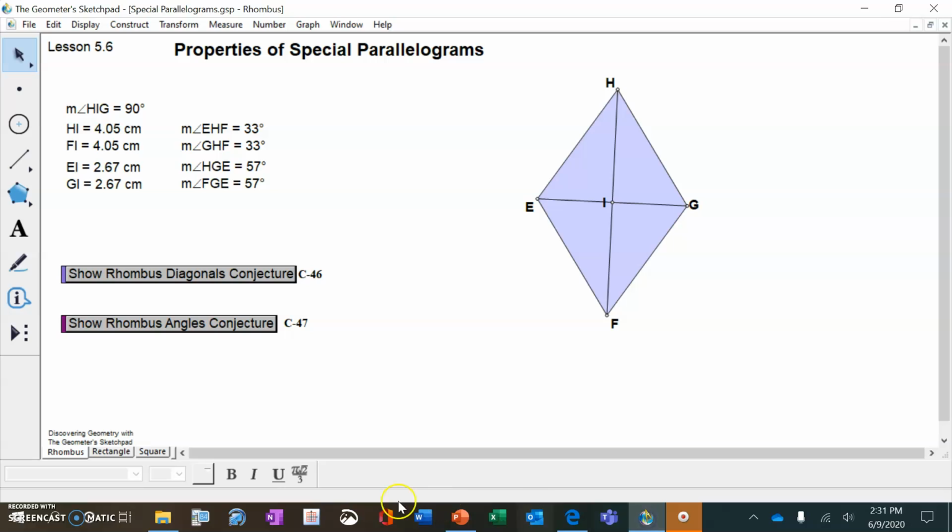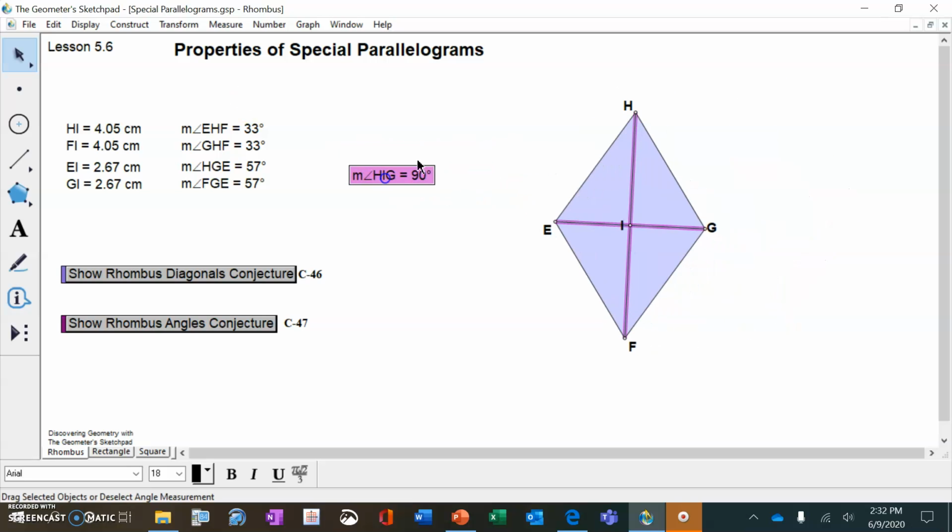All 4 sides are equal. Now I'm going to go over to Sketchpad, and I'm going to talk about this rhombus. Here is a figure that has all 4 sides equal. If you take out your conjecture list, we're going to start with conjecture number 46, the diagonals of a rhombus. Here they are, and the angle HIG is 90 degrees where those two meet. So they are perpendicular to each other.